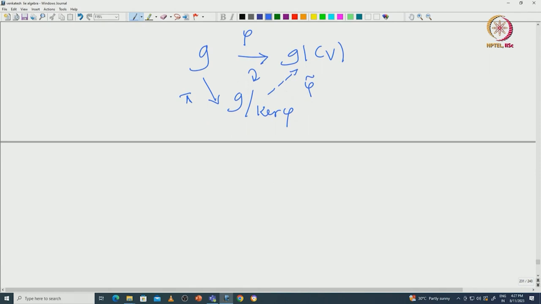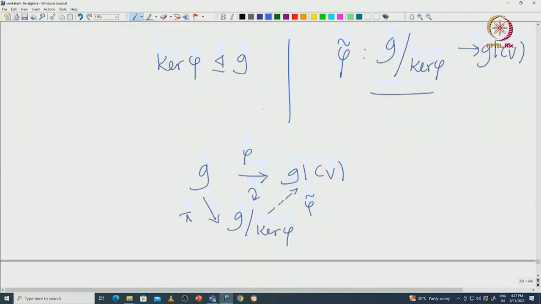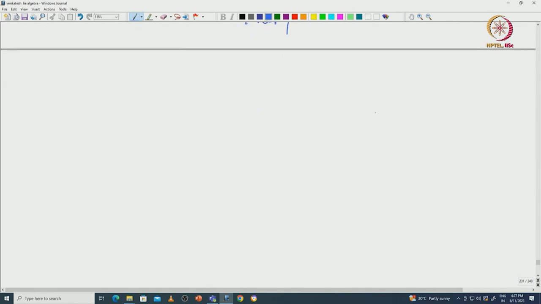So, I would say the action of G, as long as you are only worried about the action of G, can actually be recovered from the action of this G modulo kernel phi. So, that is all I meant to say. So, you say this representation is actually a faithful representation if the kernel phi is 0.